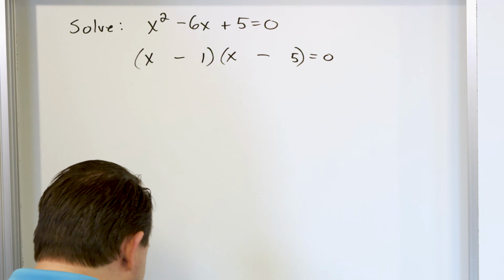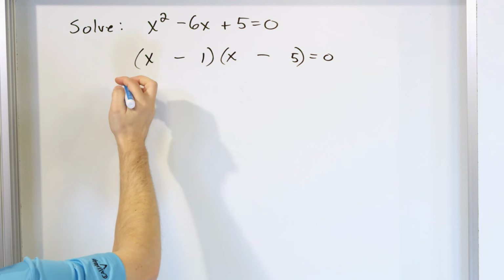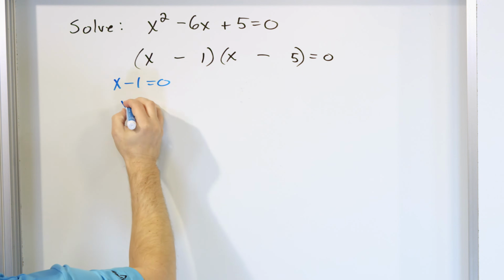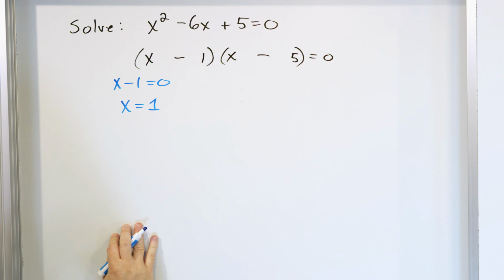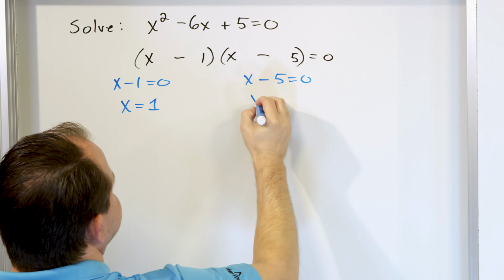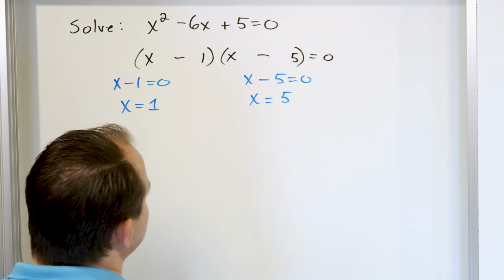And so from this factored form, we've done this a million times. We know that x minus 1, this term can be equal to 0, which means that one of the roots is that x is equal to 1. And we also know that this term can be equal to 0, which means that this root is 5.